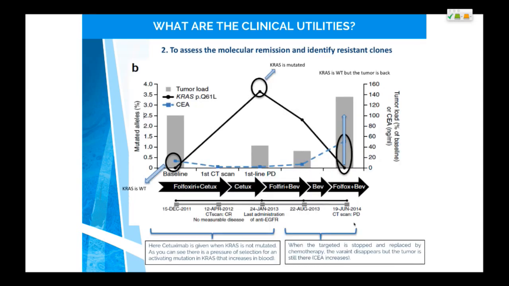A second very interesting thing is to assess the molecular remission and identify resistant clones. So here in the graph, you see it's a colorectal cancer. At the beginning, KRAS was wild type, so the oncologist decided to give FOLFIRI plus cetuximab. If you compare with the CEA and the tumor load, CEA was not that predictive of the presence of the tumor.